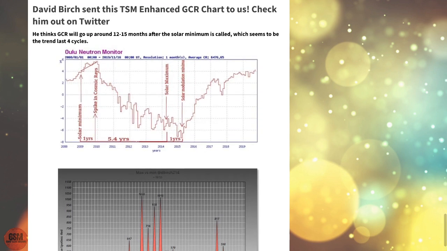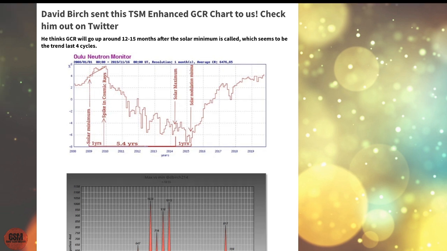But here is Starman's also more of his work on our website. He's put together some really impressive charts here that talk about our cosmic ray situation. He thinks that galactic cosmic rays will go up around 12 to 15 months after the solar minimum is called, which seems to be the trend in the last 4 cycles, and he has pointed that out. So once again, excellent work here done by David Birch, our Starman, our very own from the UK.